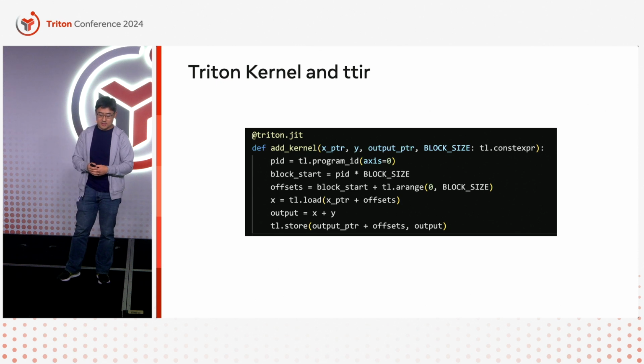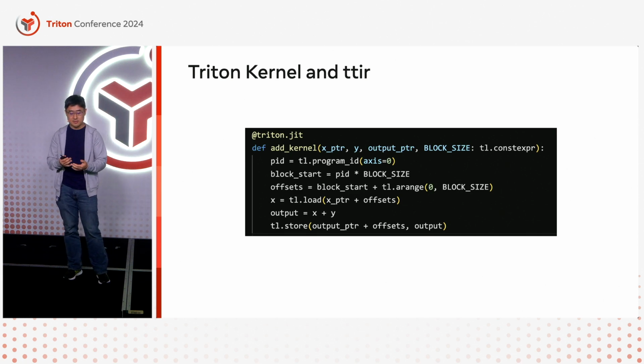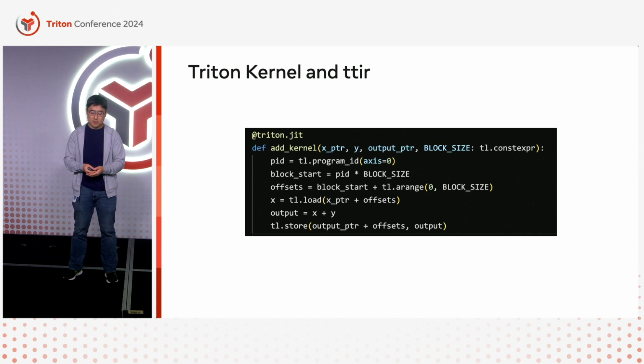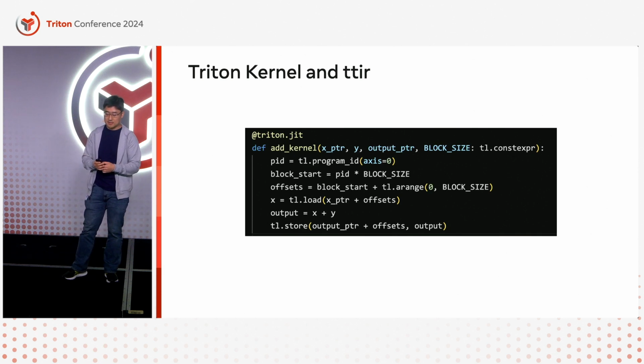So we define this add kernel. It has 3 arguments: x pointer or input pointer, y as a scalar value, and the output pointer. The block size is, again, a compile time constant. In the kernel body, we first take the program ID. We then use the program ID to calculate the offset starting from which this program is going to process the data. The offsets variable is a per element offset, so we calculate that by adding the block start with a range that starts from 0 and ends at block size - 1.